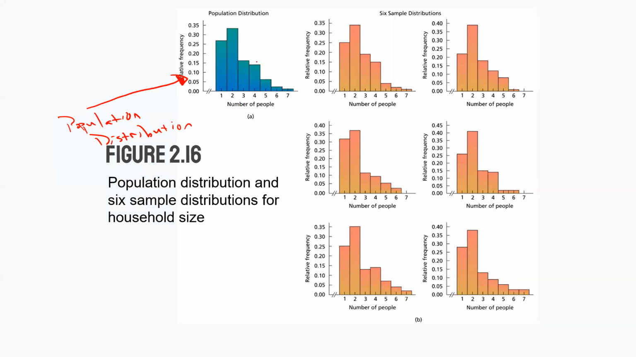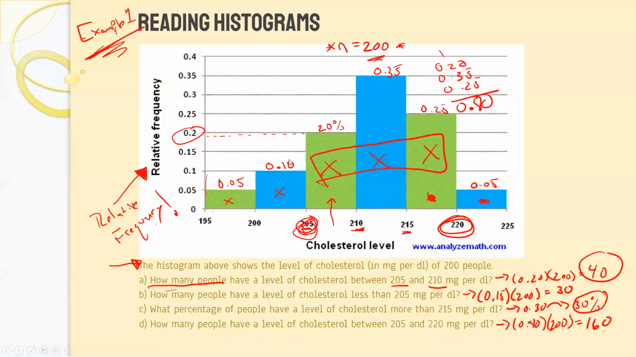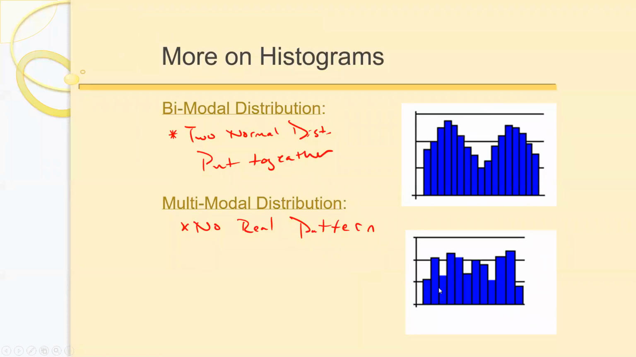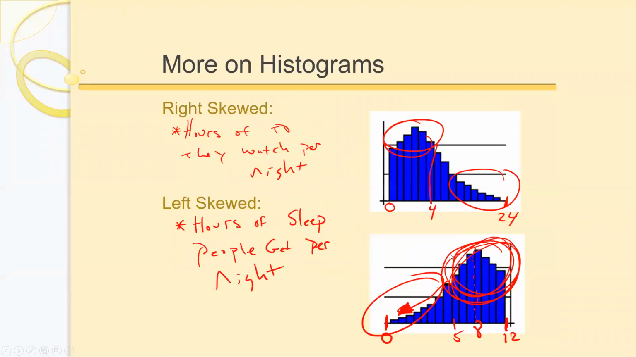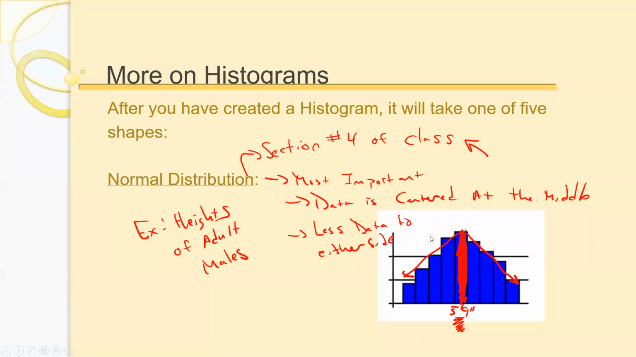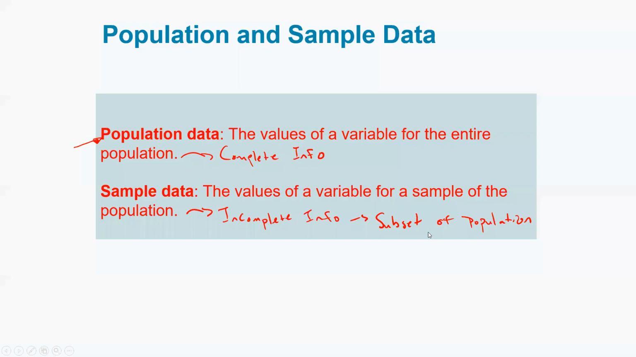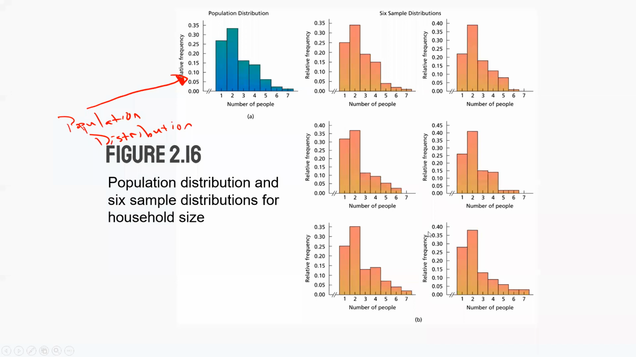All right, when you look at this population distribution and this histogram of it, how would you classify the histogram based on one of the 5 ways that I talked about earlier? So would you say the histogram looks multimodal, bimodal, left skewed, right skewed, or normal? Yeah, I agree.